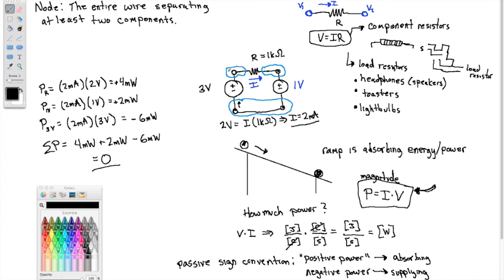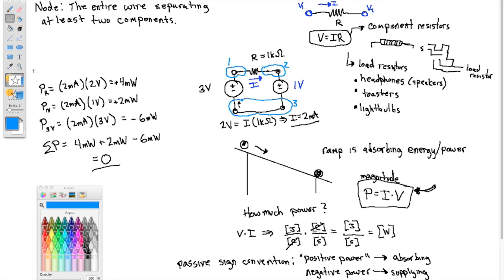Okay, so now you see this guy here is the entire wire. We'll call that node 1. Node 1 is the entire wire that separates the 3-volt source and the resistor. Here's node 2, we'll call it. Node 2 is the entire wire that separates the resistor and the 1-volt source. And node 3 is down here. This is the entire wire that separates the 2 voltage sources.